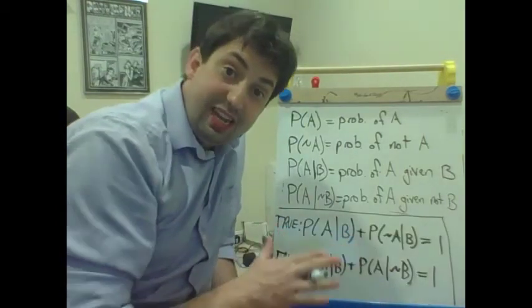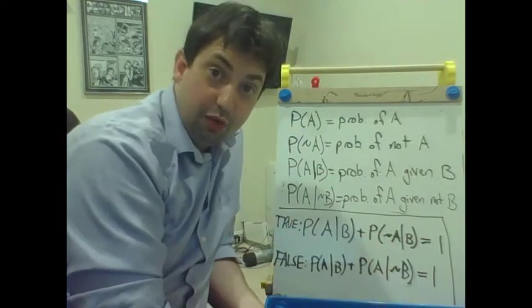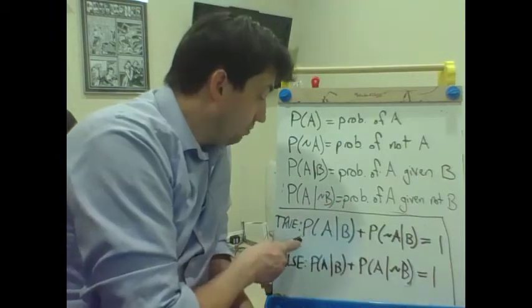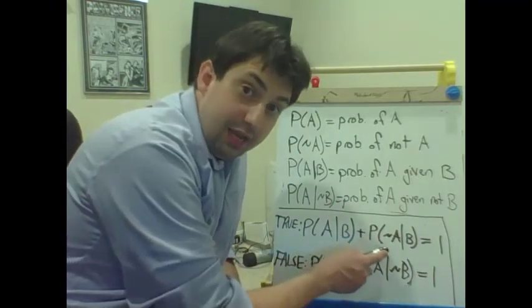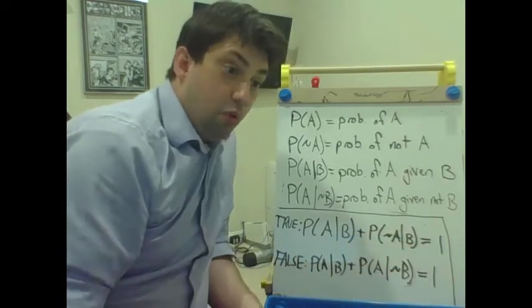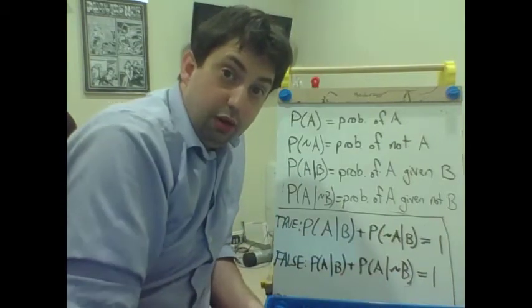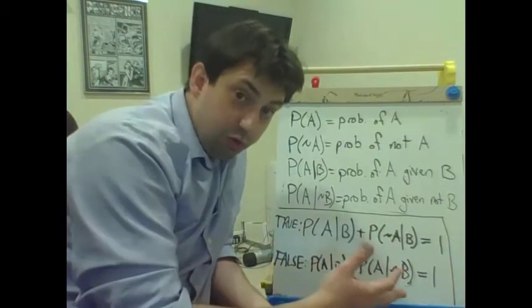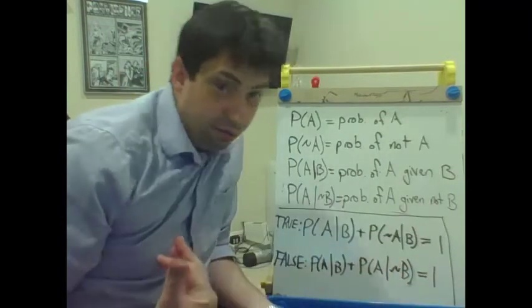Note that we can take that same idea, the probability of A plus the probability of not A equals 1, and apply it here. The probability of A given B plus the probability of not A given B is going to equal 1. The probability that it's going to rain given it's spring plus the probability that it's not going to rain given it's spring is 100%. It's either going to rain or it's not.